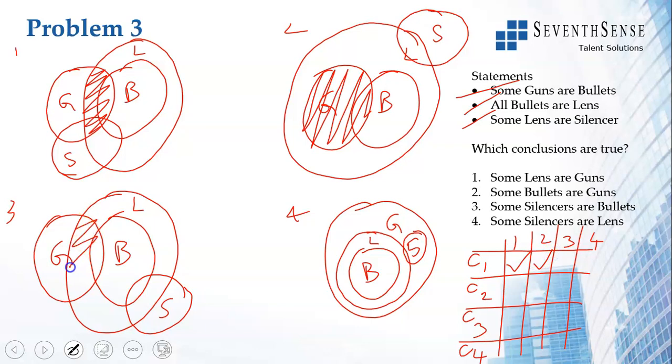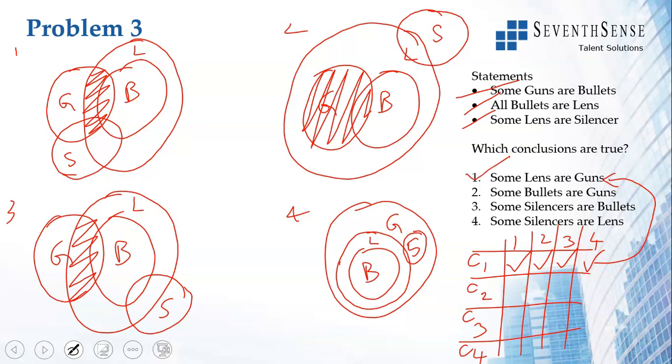Even here, some lens are guns. You have got it. Diagram 3 also is true. Some lens are guns. Here, all lens are guns, but still, that is also true. Like we said, if all lens are guns, some lens are definitely guns. So it's true here. So it's true in all, since this option is true.